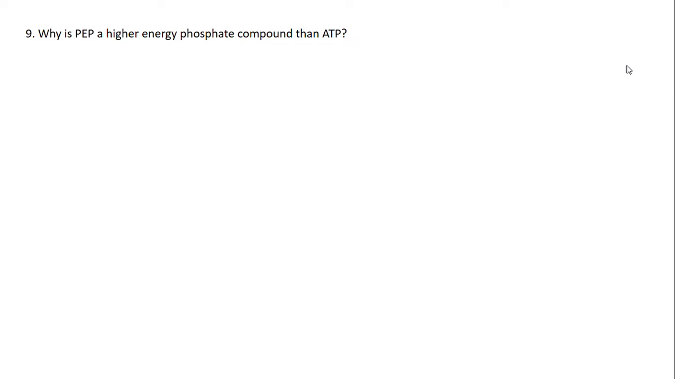Right, question number 9 is, why is PEP a higher energy phosphate compound than ATP? All right, well, first of all, it has some of the same energetic stabilization as ATP. So in PEP, we have a negative charge carboxylate and a negative charge phosphate. So both those charges want to repel each other. So we have electrostatic repulsion.